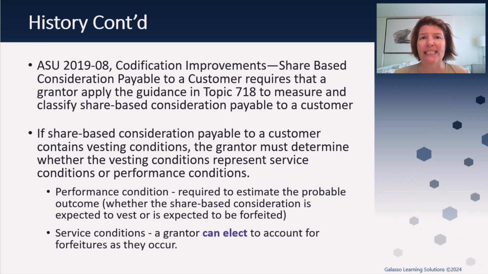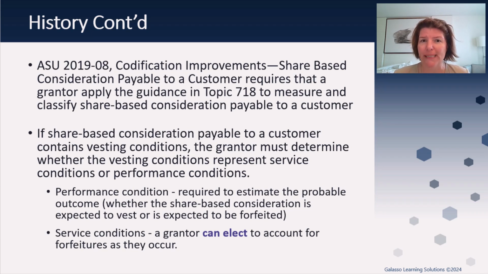And we had a recent clarification, ASU 2019-08, which addressed share-based consideration payable to a customer to clarify what guidance we were under. It requires that a grantor apply the guidance in topic 718, which is our stock comp, to measure and classify share-based consideration payable to a customer. The catch here is that when we have certain conditions, particularly vesting conditions, we have to determine if they qualify as a performance condition or a service condition. And that impacts the accounting.